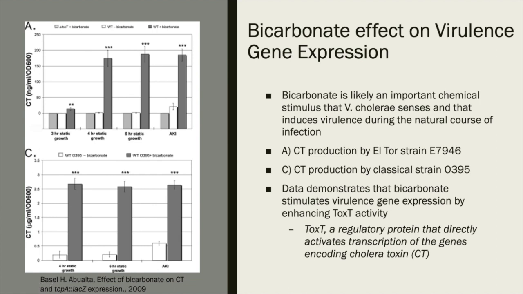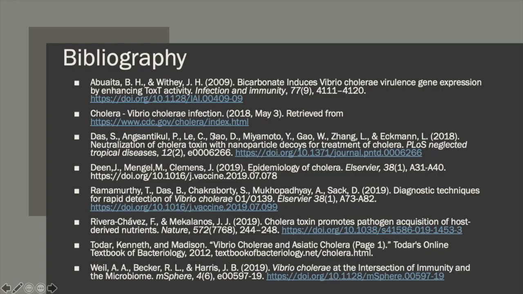This data does demonstrate that bicarbonate stimulates virulence gene expression by enhancing ToxT activity. ToxT, if I'm saying that correctly, is a regulatory protein that directly activates transcription of genes encoding cholera toxin. So it is the reason for the production of cholera toxin. You can see how bicarbonate does affect the amount of cholera toxin that is being produced.